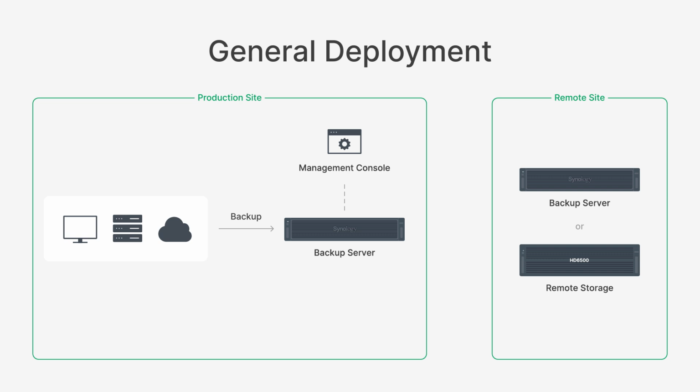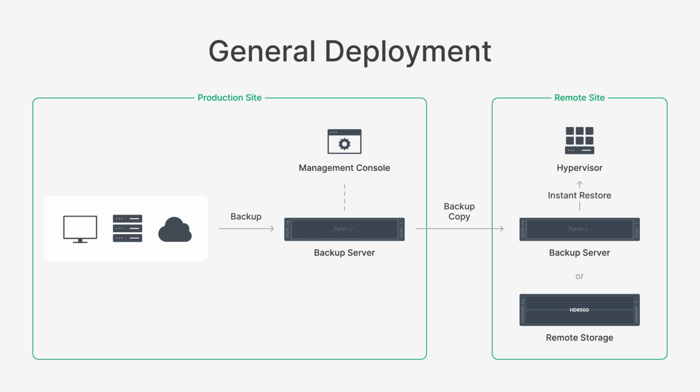Now, if you have a remote site and a secondary DP series device or ActiveProtect Vault, you can actually have your backup copy sent directly over there. And likewise, on that secondary remote site, you're also able to do instant restores on that secondary site as well in case your main production site ever goes down. So if you have a DR hypervisor at that secondary site, you can leverage that in your restore pathways.